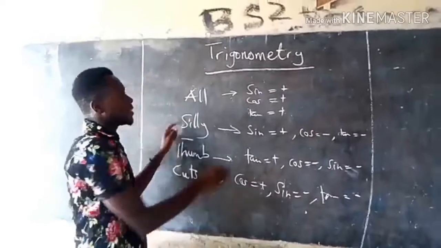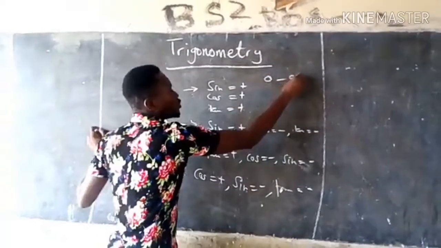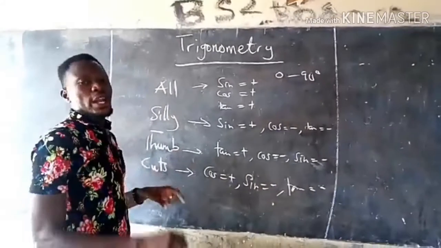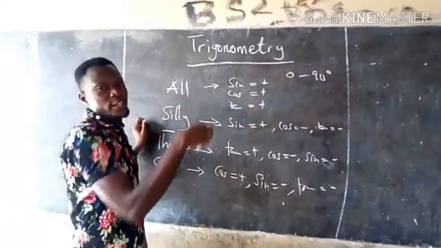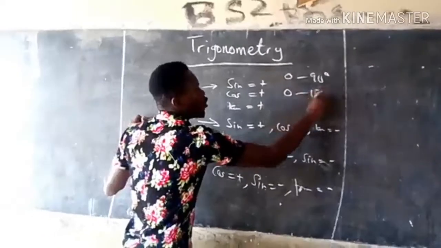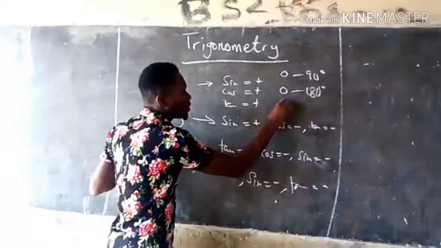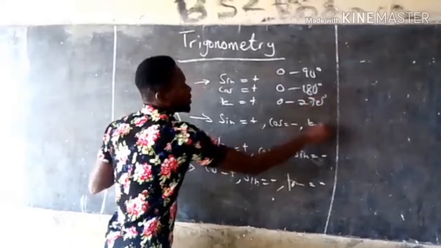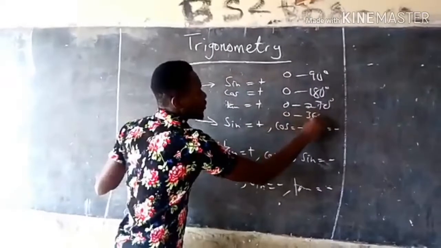But don't forget, in the first quadrant, angles range from 0 up to 90 degrees. So any angle that falls within this range is in the first quadrant. In the second quadrant, it's ranging from 90 up to 180 degrees. In the third quadrant, angles range up to 270 degrees. And in the fourth quadrant, angles range up to 360 degrees.